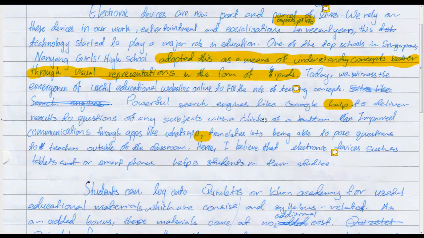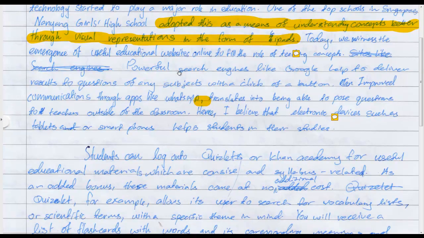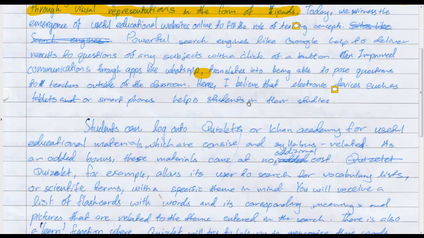Okay, there's no mistake here. I'll just remove this for now. Now, "powerful search engines like Google help to deliver results to questions." So far, so good. The comma is actually not necessary here, and then the rest of the sentence looks good.